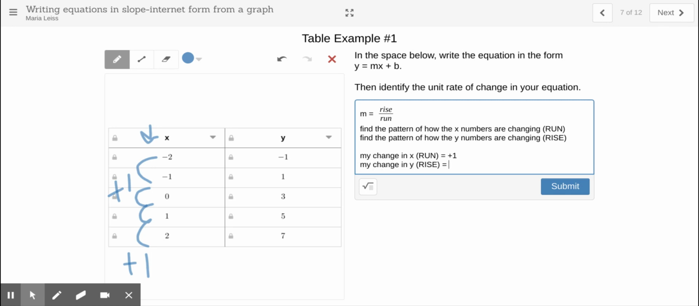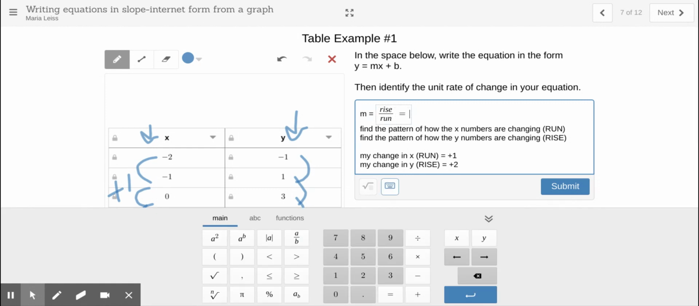My change in y, let's take a look at that y column. I'm going -1 to +1, +1 to 3, 3 to 5, 5 to 7. Yep, hopefully you're noticing that's going to be a +2. So my change in rise is +2. Now here's the thing. Slope is rise over run. So if you write 1 over 2, you are not correct. It's rise over run. So if I come up here, it's actually going to be 2 over 1.